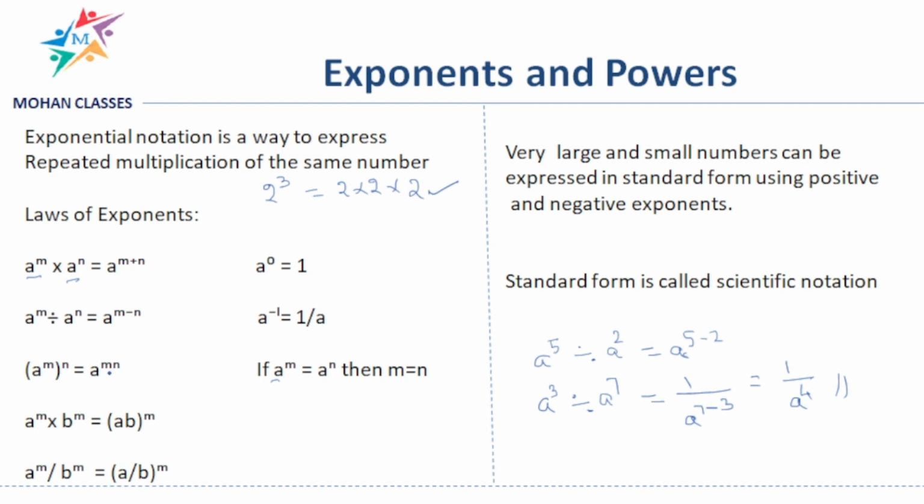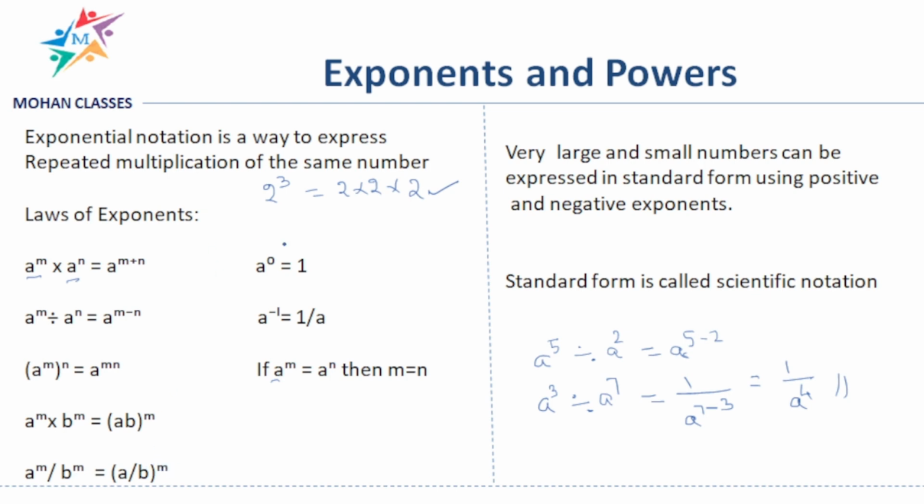Now a to the power of m to the power of n is equal to a to the power of m into n. Here a to the power of m into b to the power of m, the base is different, but the power is the same. So we multiply the bases and put the power over here: ab to the power of m. Similarly, a to the power of m divided by b to the power of m is equal to a by b to the power of m.